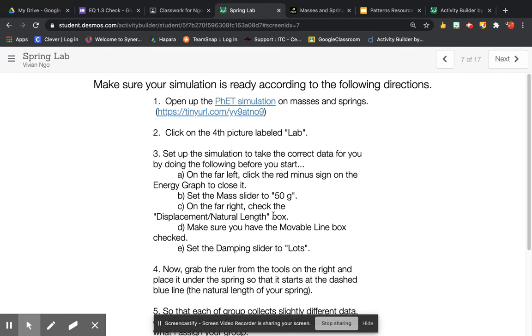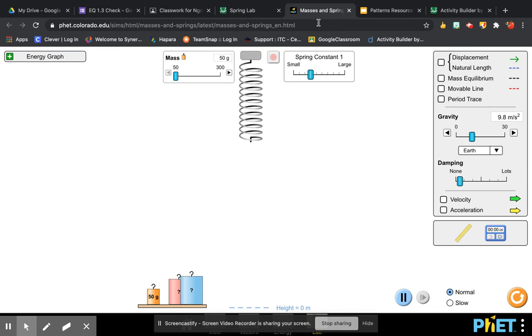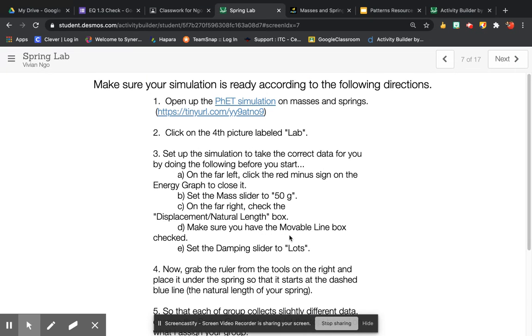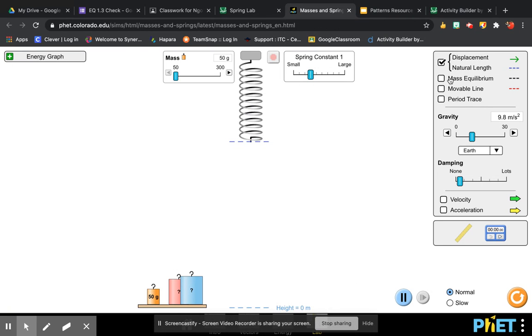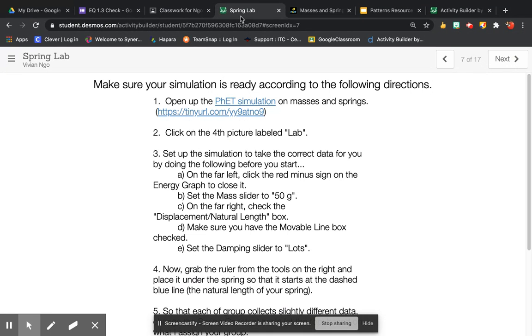Click on the far right. Check the displacement natural length box, right here, displacement natural length. I want that. Okay. Make sure you have the movable line box checked. So, movable line. Awesome.